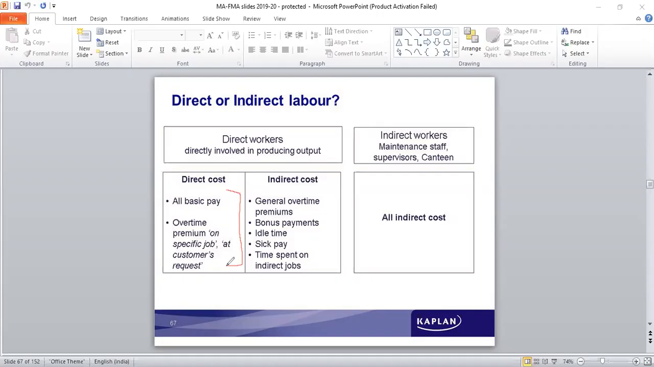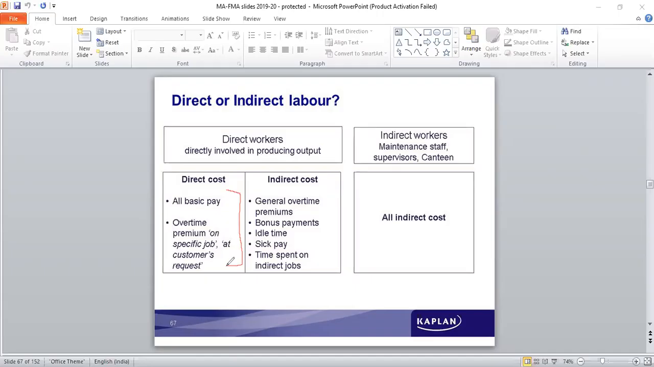Indirect costs are general overtime premiums, bonus payments, idle time, sick pay, and time spent on indirect jobs. How do we calculate these per unit of the product? That is not possible. But overtime is very specific to that job. So for taking up that job, how much is the overtime which is paid?